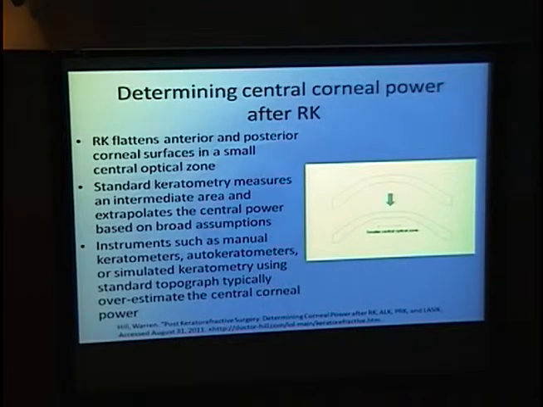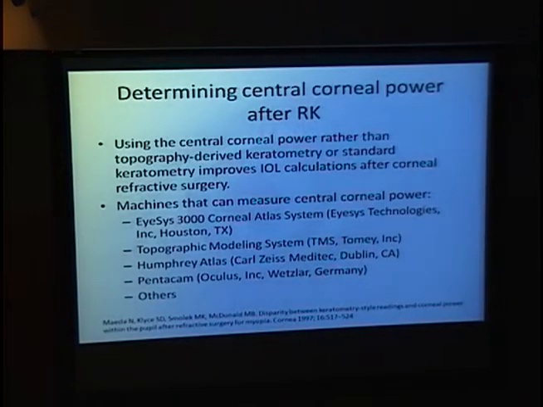So after RK, RK does flatten the anterior and posterior corneal surfaces in a small central optical zone. And standard keratometry measures an intermediate area, oftentimes kind of on the outside there. And it extrapolates this central power based on broad assumptions. And this typically causes an overestimation of the central corneal power, because it's steeper out here and flatter here. So if these measurements are taking it in the outer zone, it's not going to give a correct reading. So using the central corneal power rather than topography-derived keratometry or standard keratometry improves IOL calculations after corneal refractive surgery. There are several machines that can measure central corneal power. I just listed a couple of them. There's more, like the Orbscan. The OCT can do that too.